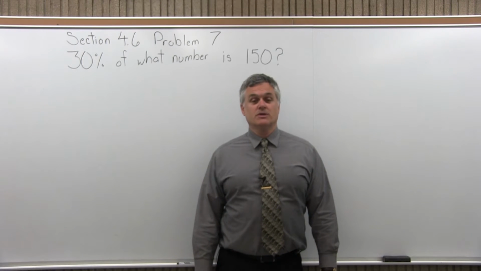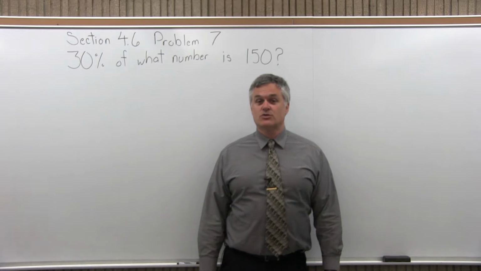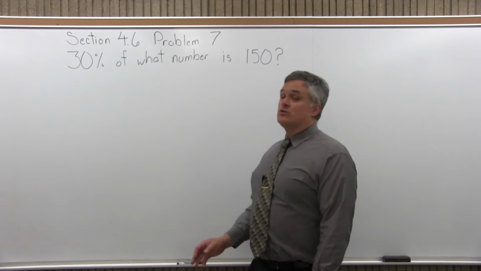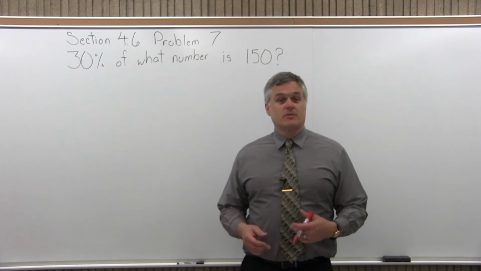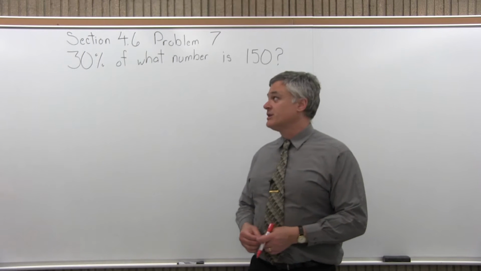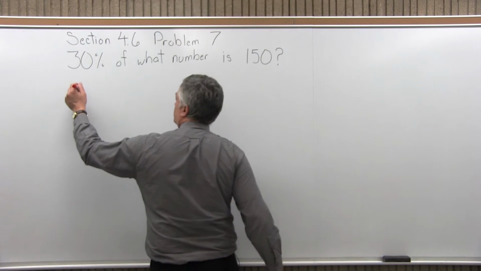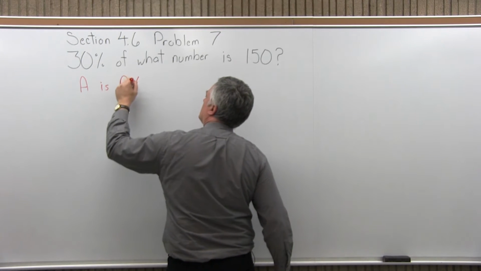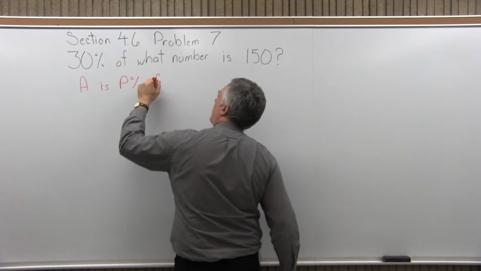This is Section 4.6, Problem 7. It says 30% of what number is 150? To do the problems in this section, we want to set them up as a proportion and solve the proportion. So for these, you want the sentence to read, A is P% of B.